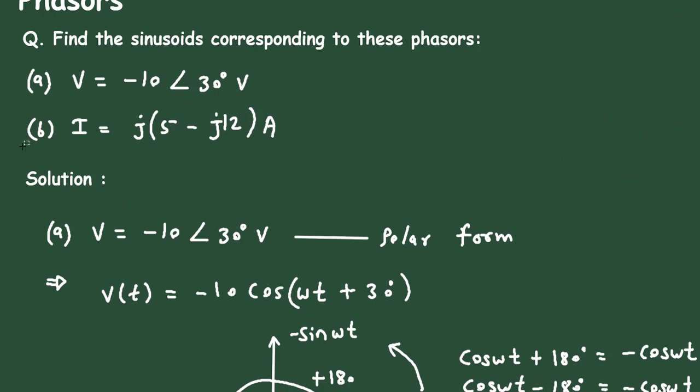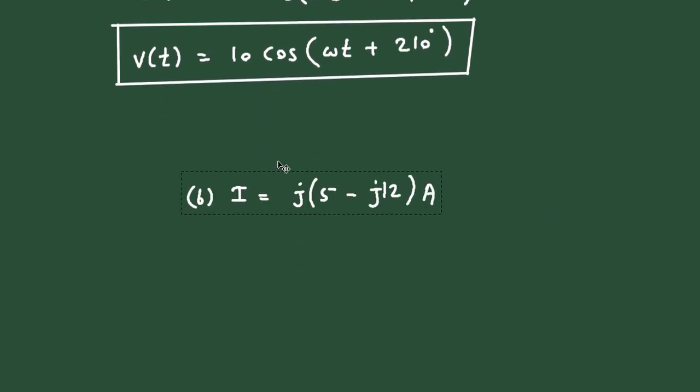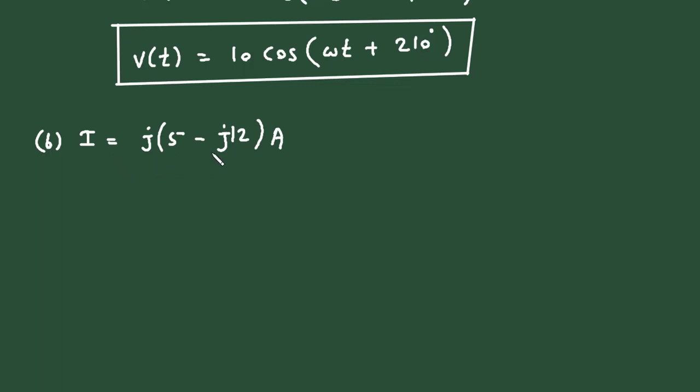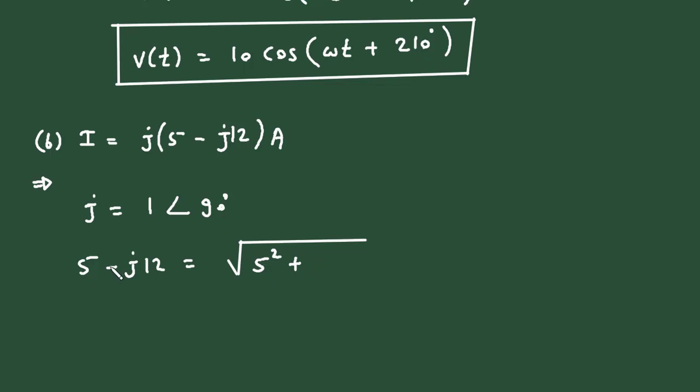Now second question, we have to convert this phasor into its equivalent sinusoid. So let's paste the question. Now here it is given in rectangular form, and we know that j is equal to 1 at an angle 90 degree, and here this is 5 minus j12. So 5 minus j12 is in rectangular form. In polar form, this will be under root of 5 square plus minus 12 square at an angle tan inverse of y by x. The value of y is minus 12 divided by 5.